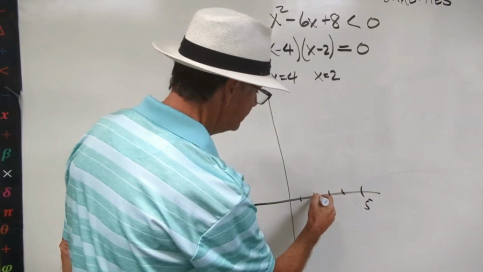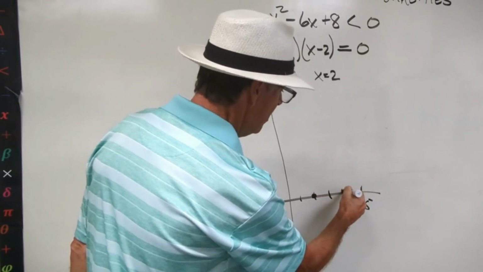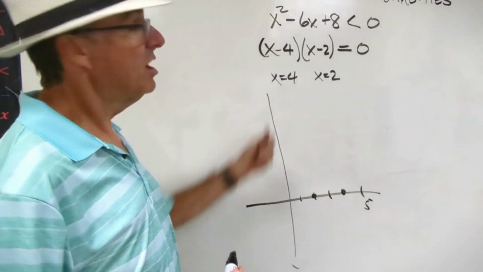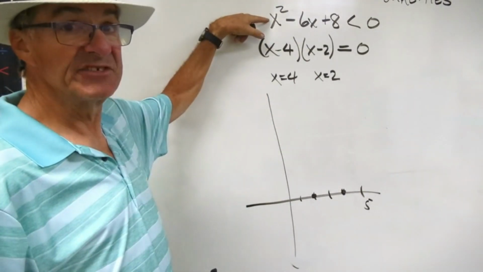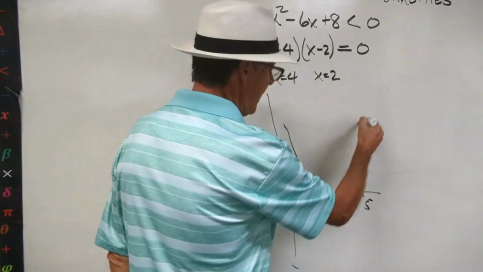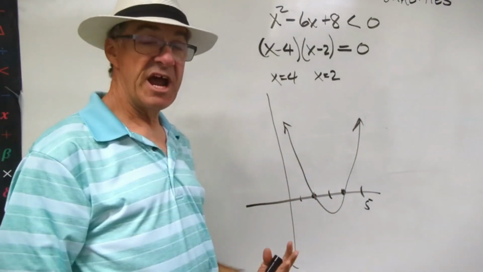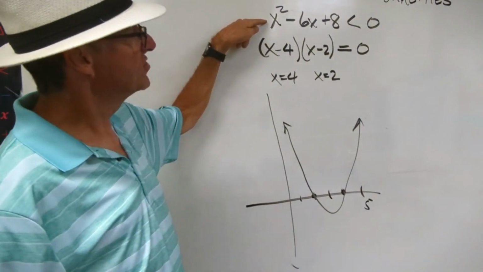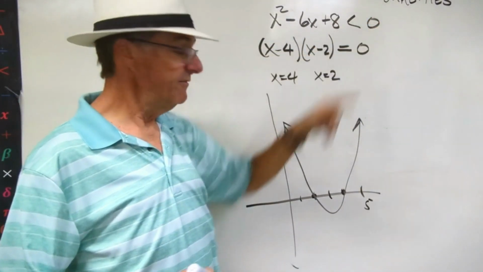There's 5. My intercepts are at 2 and at 4. And I don't need to be terribly precise to answer this question. This parabola opens up. I have a positive value for my quadratic term, so I can just sketch this in like that. Not super accurate, but good enough to answer my question, which is, when is the function less than 0? When is it negative?